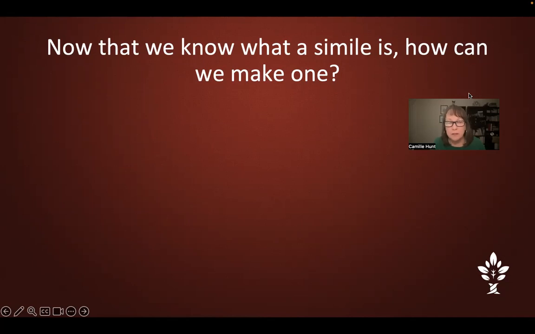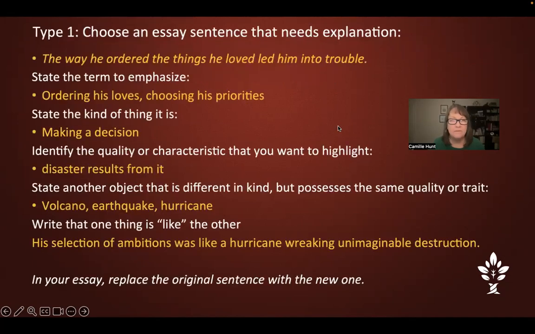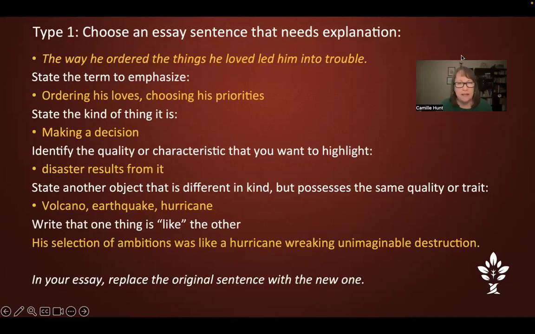So now that we know what a simile is, let's see how to make one. So here's a first example. Choose an essay sentence that needs some explanation. The way the emperor ordered the things he loved led him into trouble. So let's explain that. Let's make that more clear, more vivid. So state the term to emphasize: ordering his loves. We could call it choosing his priorities. The kind of thing it is, the category it goes into, is making a decision.